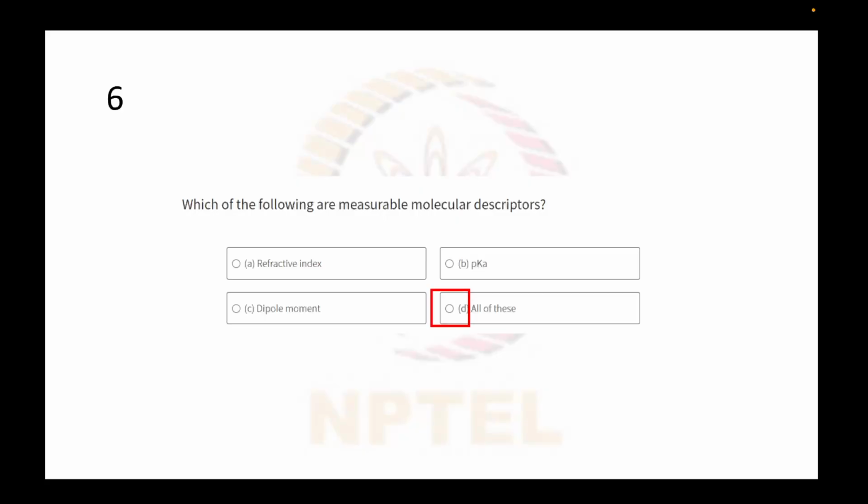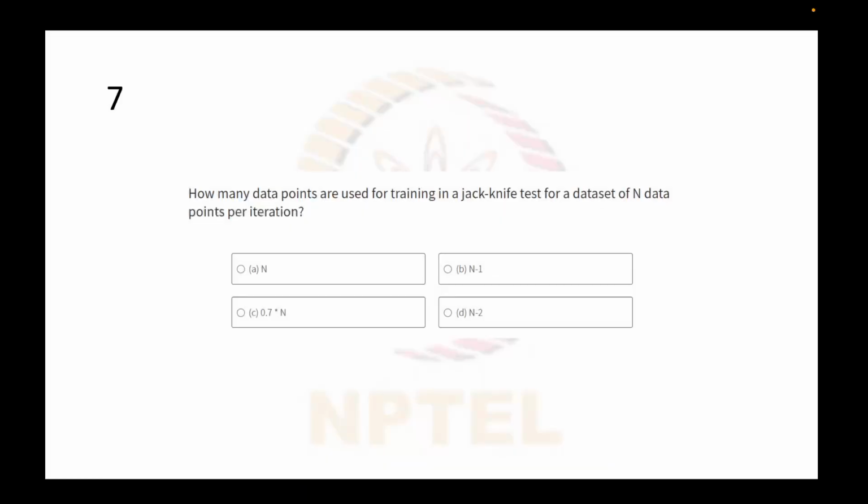So all of these, refractive index, pKa and dipole moment, can be used as molecular descriptors. Here I have a question regarding a cross validation technique with the name jackknife test. How many data points are used for training in a jackknife test for a data set of n data points per iteration?